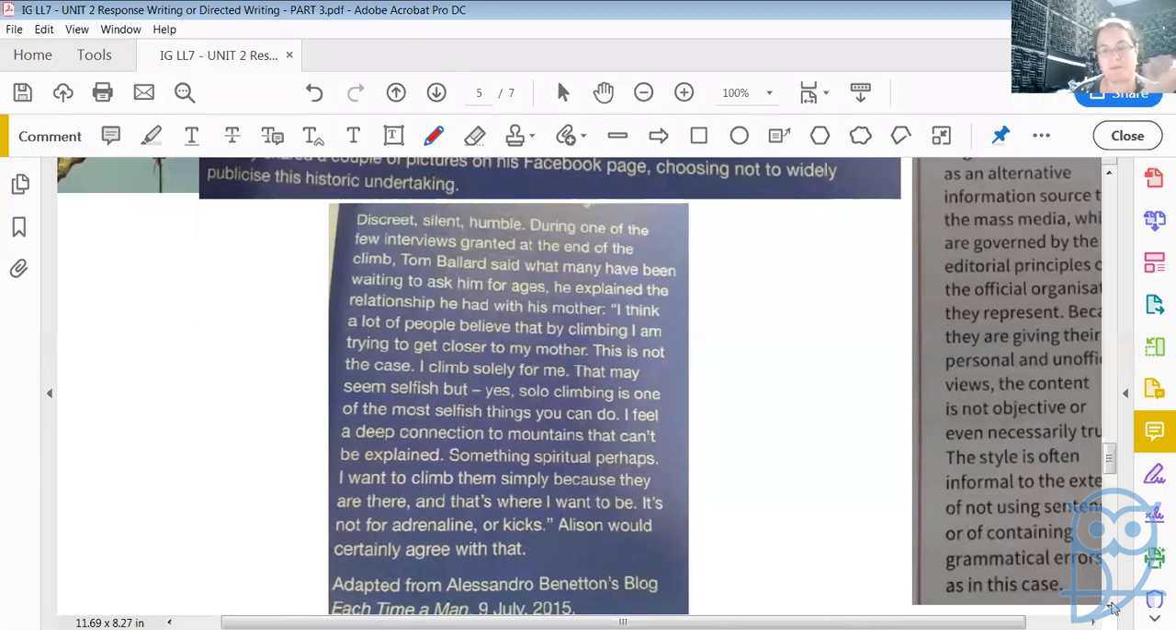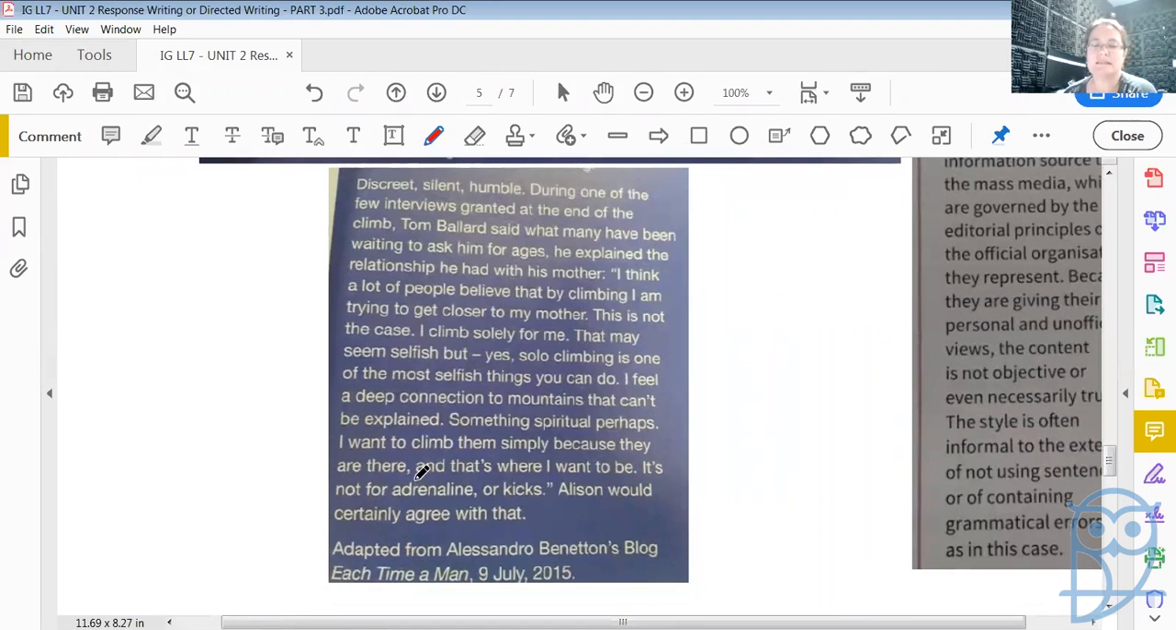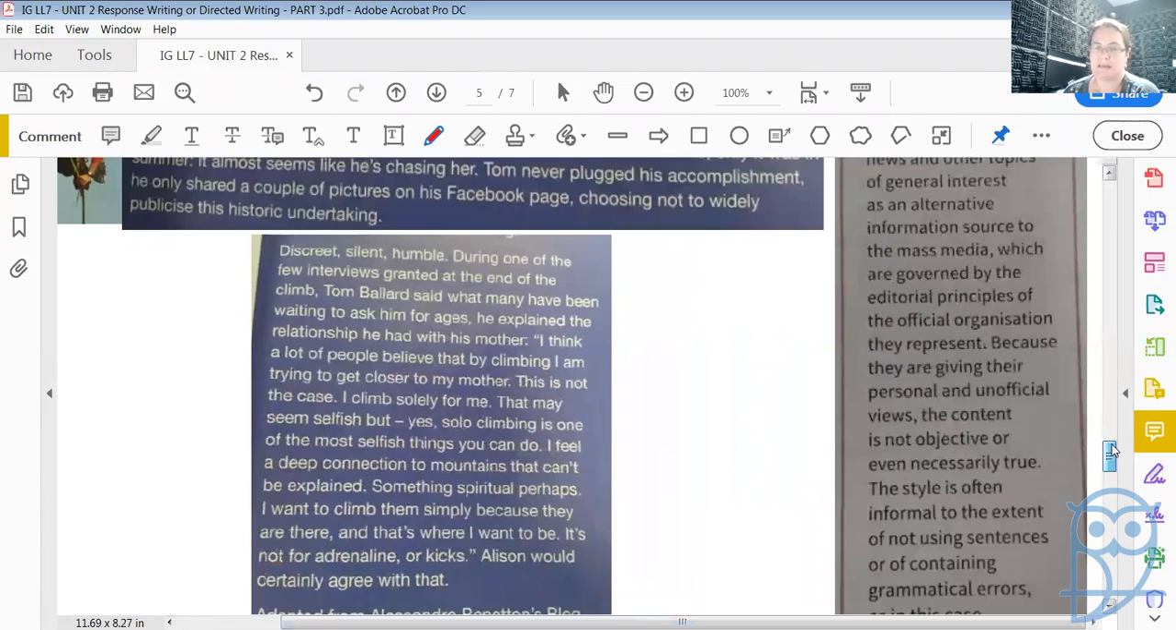Okay, so we saw the magazine article on Alison and what she wanted to do, and I told you that it ended in tragedy. And this is her son who is continuing in this vein. And this extract they've put in the textbook is adapted from Alessandro Benetton's blog, Each Time a Man. So he obviously has a blog, and this is one of the people he's spoken about or written about in his blog, okay? Let's have a look at what the textbook says about blogs.